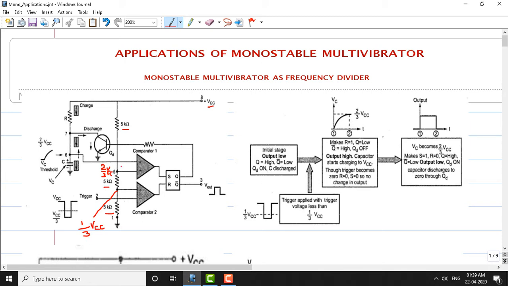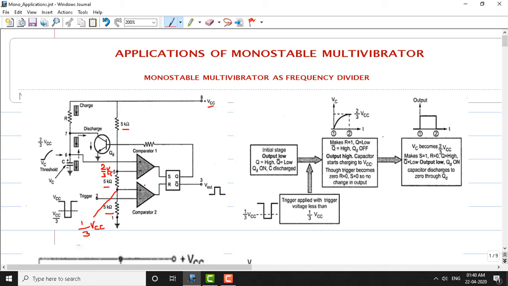Now we came to know the voltage at two nodes. Voltage at pin number 5 or inverting terminal of comparator 1 is 2 by 3 VCC. Voltage at non-inverting terminal of comparator 2 is 1 by 3 VCC. These two voltage levels are important in understanding the working of this monostable multivibrator.